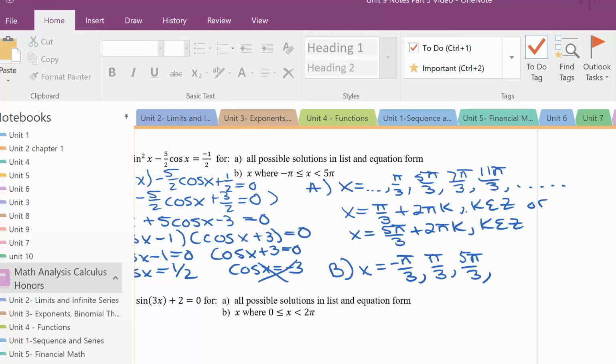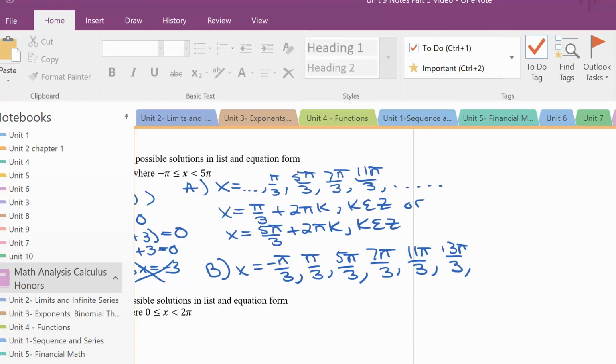And if you put 1 in and you add 2 pi, that's where you get 7 pi over 3 and 11 pi over 3. And if you keep adding 2 pi to that, well, 2 pi to 7 pi over 3, that's 13 pi over 3. That's still less than 5 pi. But if I add another 2 pi to 11 pi over 3, that's 17 pi over 3. That's too much. So for part B, there are your answers.